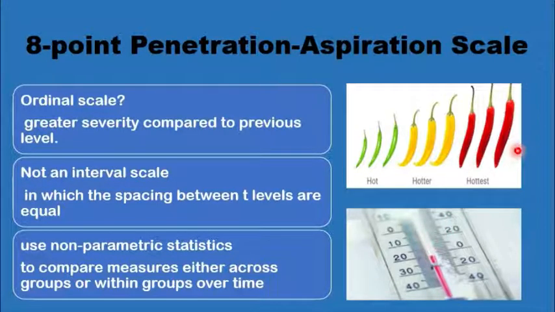The degree of severity of aspiration between, say, level 8 and 7 is not equal to the degree of severity difference between level 4 and 3. So at best, it's an ordinal scale in which every level is more severe than the preceding one and less severe than the following one, although this is also debatable with some levels, as we will explain later. So it's at best an ordinal scale, not an interval scale.